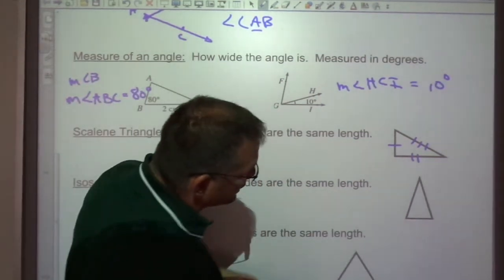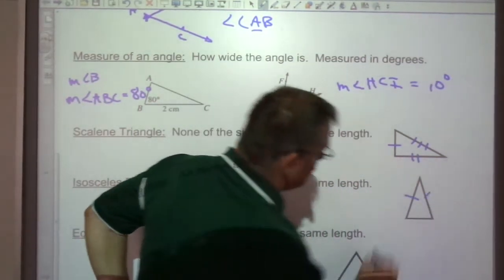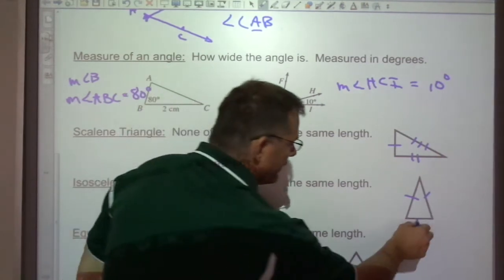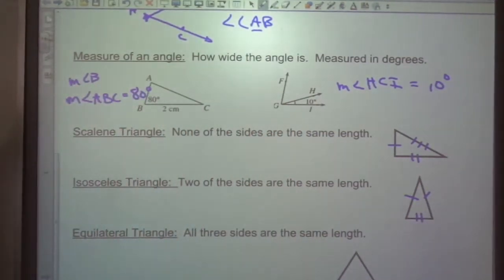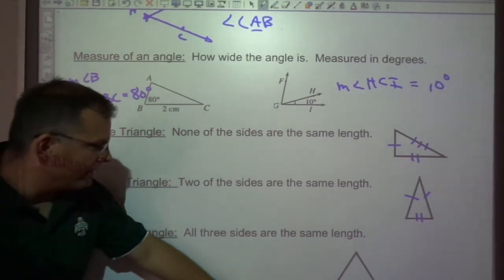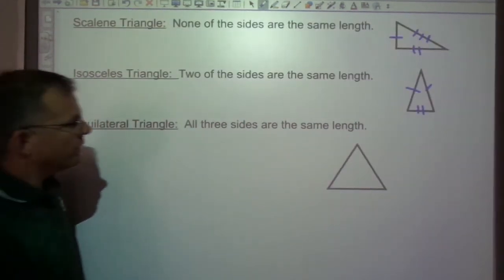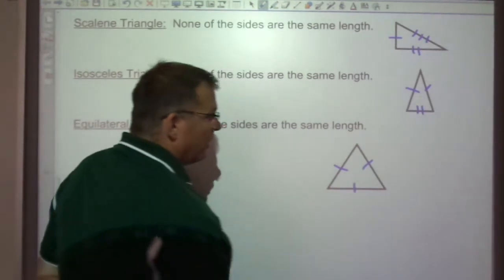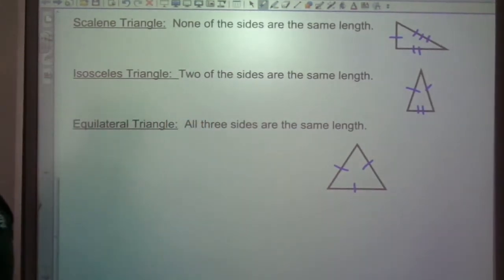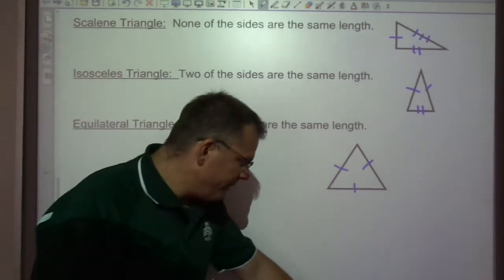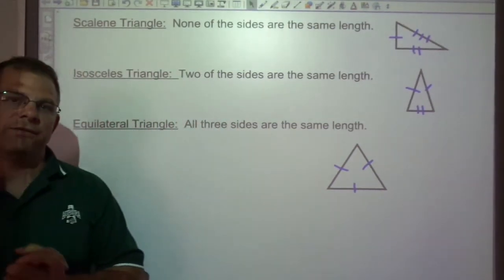I tried to make an isosceles triangle here where it looks like these 2 are the same, and this one is different. If only 2 sides are the same, it's called isosceles. And anytime all 3 sides are the same, it's called equilateral. Also, you could call it regular, because remember, regular means all sides and all angles are equal. So I hope this helped just remind you about some of these vocabulary terms.